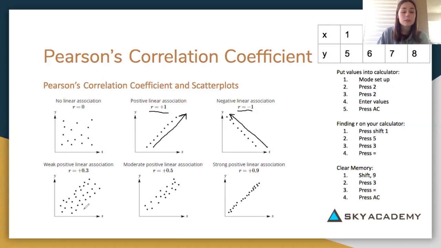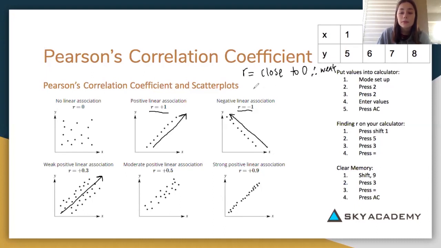So let's have a look down here. We have a weak positive linear association. We can see that it still makes a line. The points on the scatter plot are still in the direction of a line. They're not scattered throughout randomly, but they are spread out. So they're not clumped together. If they were clumped together, that would be a strong association, but because they're spread out in the line they're making, it's closer to naught. So if R is close to naught, then it is weak.